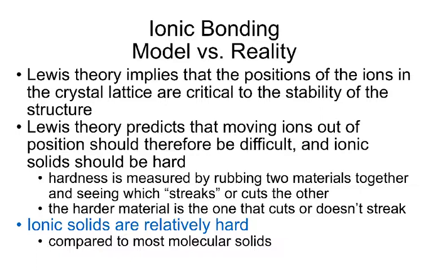Lewis theory would imply that the positions of the ions are critical to the stability. So it's the positive and negative charges interacting that allows for the stability of the crystal lattice. So moving those ions out of position should be difficult, which means they should be hard. The way we measure hardness is by rubbing two materials together and seeing which one streaks or cuts the other one. And if you compare ionic solids to most molecular solids, the ionic solids are typically harder.